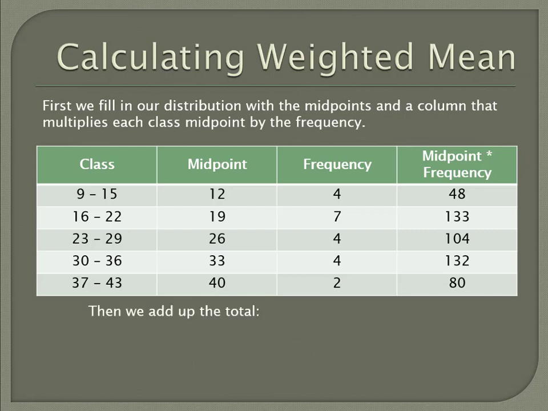Then we're going to start adding some things up. So we add up the total. The total of the frequencies is 21. The important thing about the sum of the frequencies is that that's always going to equal the number of data items in the data set. And when you're doing a mean, you need that in your denominator, the number of data items in the data set. And you can always get that from the sum of your frequencies.